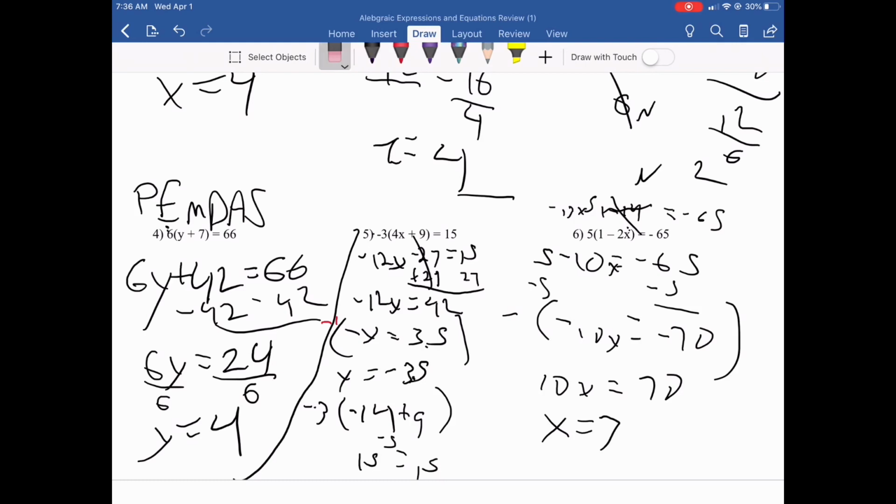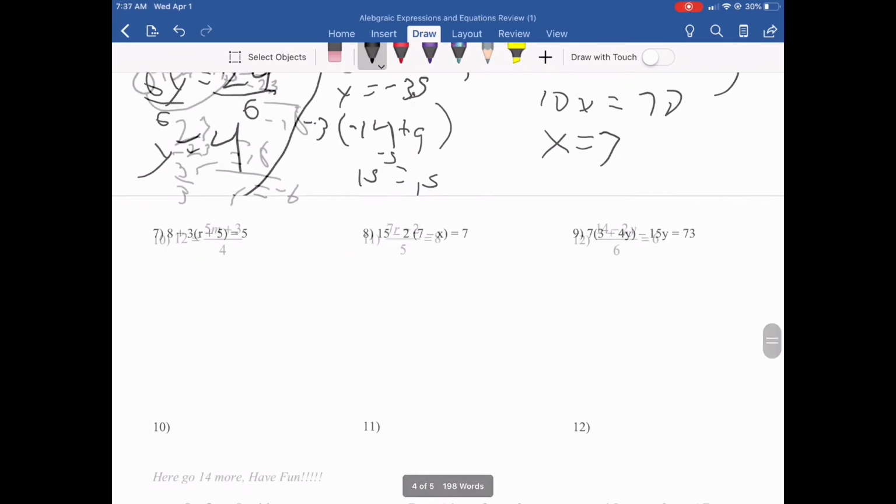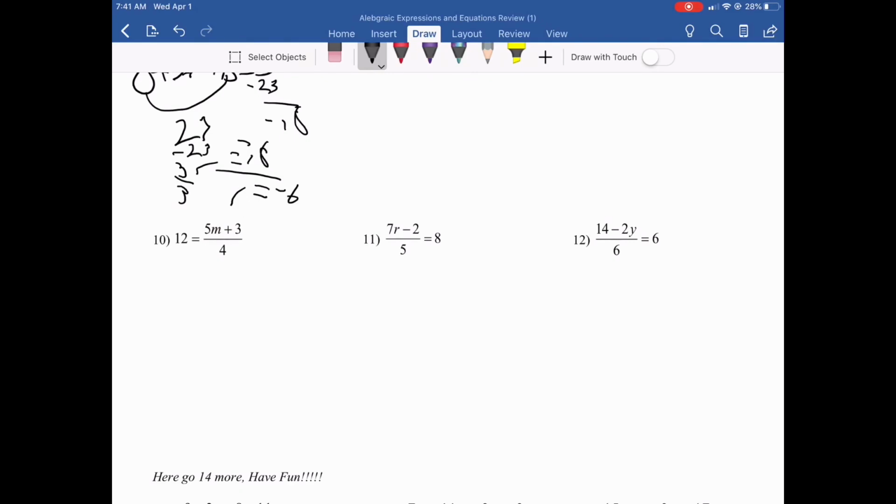Sorry, I said that last part backwards. Inside here is going to be negative 13. Negative 13 times 5 equals negative 65. Okay, I'm going to skip to number 10.